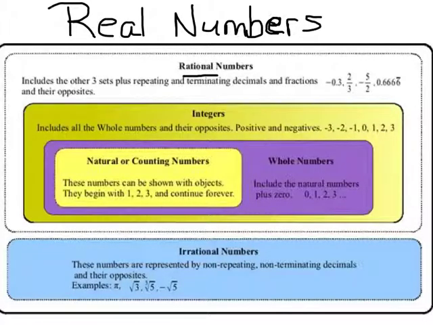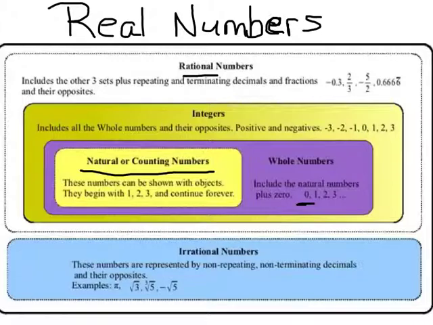We have rationals, and a rational basically has, well, let's start from the inside, okay? So you have your natural or counting numbers. Those are the ones that, if you're naturally counting, you start at 1. You don't start at 0. So these are 1, 2, 3, and continue forever. Now, whole numbers also include the natural numbers plus 0. So we can say that the natural numbers or counting numbers are a subset of whole numbers. Both of these are a subset of integers.